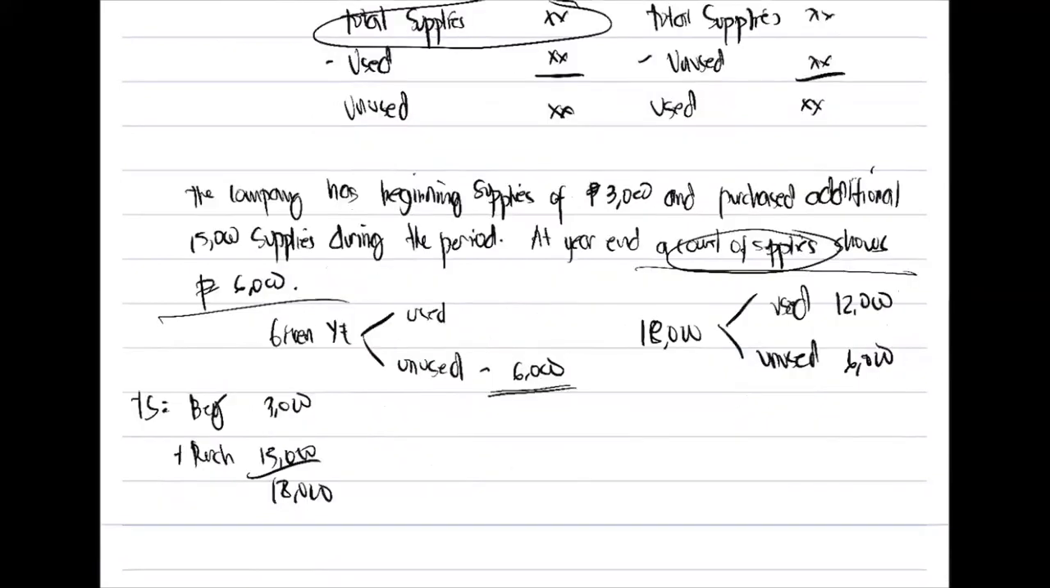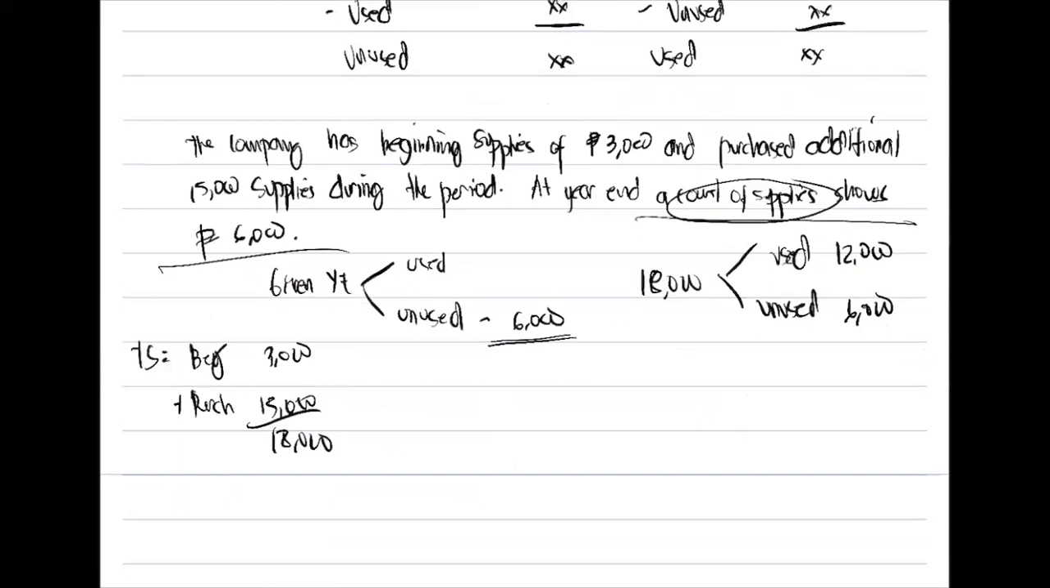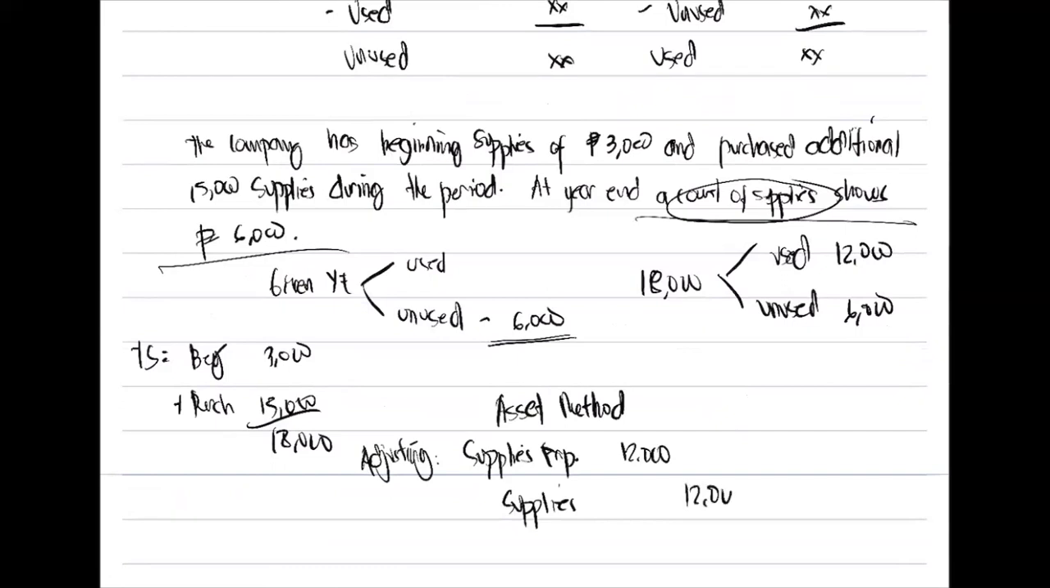Clear? Okay. So, assuming what is used is the asset method, what is the adjusting entry? We just need to recognize the expense. So, we debit supplies expense, we credit supplies. At what amount? At the amount used. So, the amount used is 12,000.